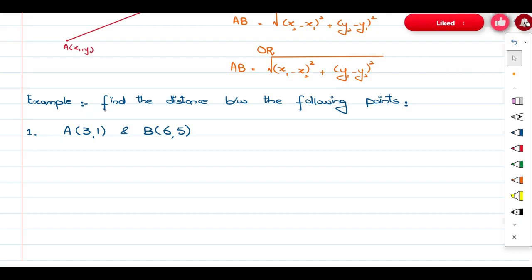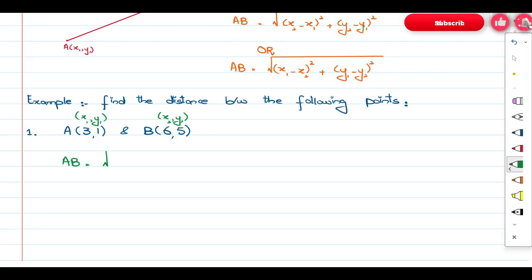Now let's do an example. Find the distance between the following points. Let us suppose that I have a point A having coordinates 3, 1 and B having coordinates 6 and 5. Now we need to figure out the distance between the points A and B. So we have to use the formula (x2 minus x1) whole square plus (y2 minus y1) whole square, or we can say (x1 minus x2) whole square plus (y1 minus y2) whole square. This is up to you. So keep it in mind, if you're taking AB, then A's coordinates must be x1, y1 and the coordinates of point B must be x2 and y2.